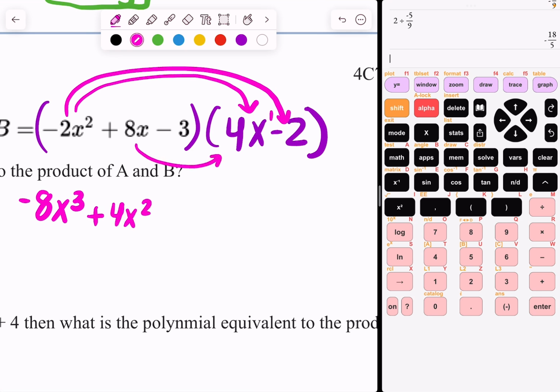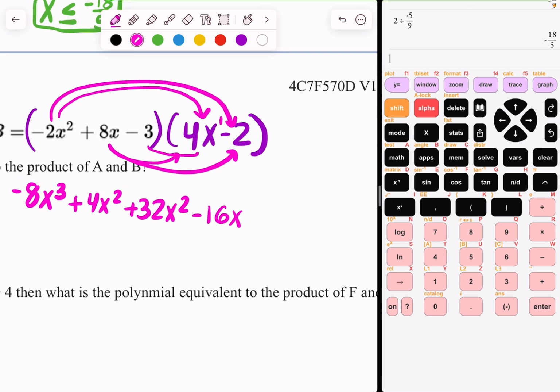8x times 4x would be 32x squared. 8x times -2 is -16x. Then -3 times 4x is -12x. And -3 times 2 is +6.